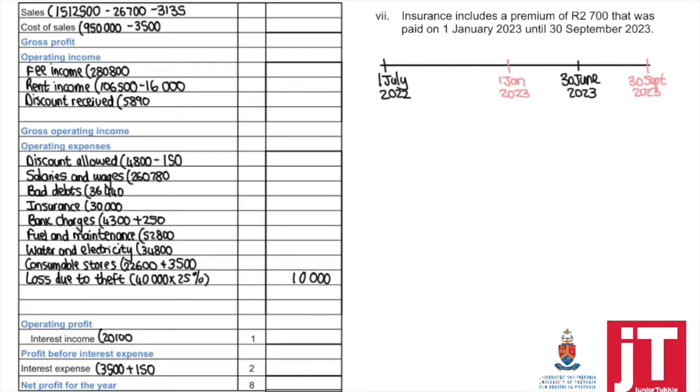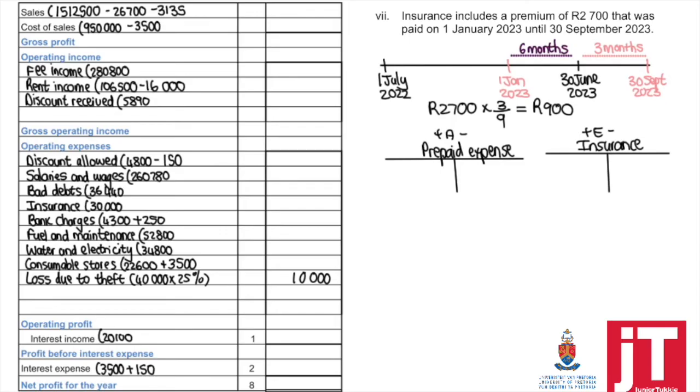That means if it was for 9 months, anything that falls outside of our accounting period must be taken out. This is a prepaid expense. That means 3 months must be taken out, only 6 months must be included. Now, I only care about what must be taken out. That's why we're going to take 2,700 times 3 divided by 9. To take it out, it means insurance must be credited and prepaid expense will be debited. That is a current asset. We only care about what goes into our income statement. To take it out, we need to minus, so minus from the 50,000.